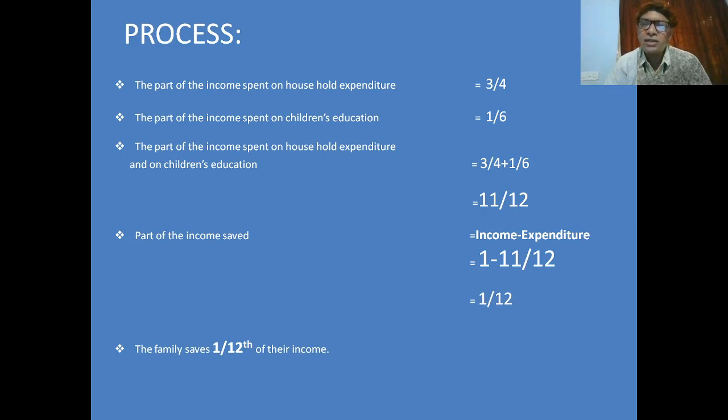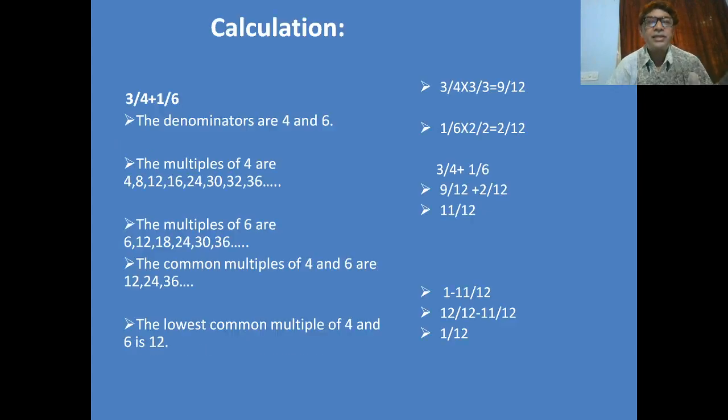So we get the savings part if we subtract the expenditure part from the income part. So here if you consider the income as 1, then we need to subtract 11/12 from 1. Then we get 1/12. So the family saves 1/12 of their income. Let us see the calculation part also, because in the calculation we have used the concept of LCM. Let us see how we have used LCM here.